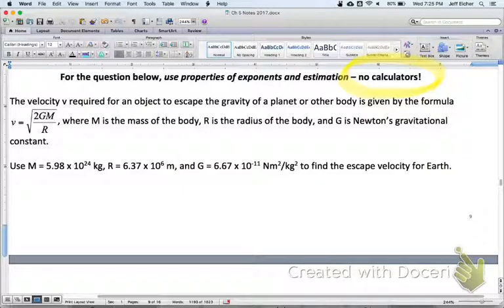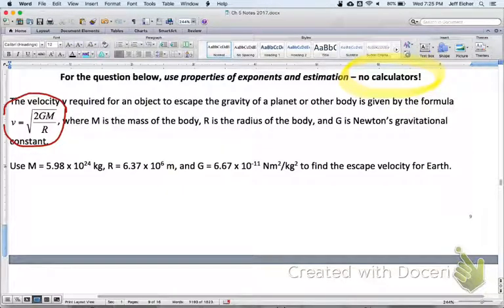The velocity v required for an object to escape the gravity of a planet or other body, like a moon, is given by the formula v equals the square root of 2GM over r, where M is the mass of the body, r is the radius of the body, and G is Newton's gravitational constant. Use that a lot in physics, I would guess. Use M equals that, r equals that, and G equals that to find the escape velocity for Earth.